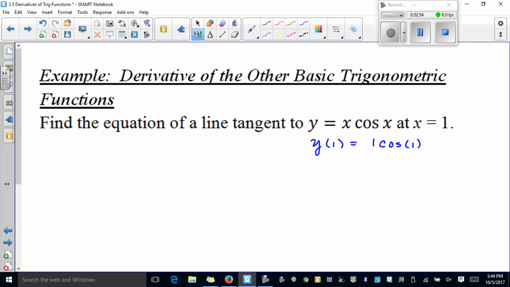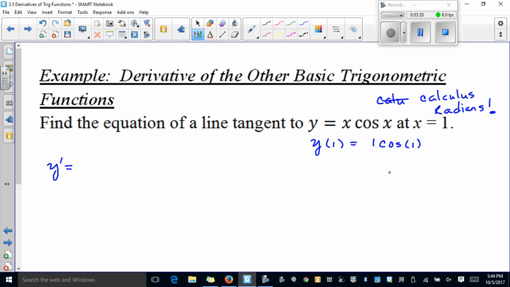Now, here's one thing to keep in mind. Calculus is always done, you can spell calculus, in radians. You should always be in radians. Okay, so find the equation. Well, first I need the slope, so the derivative. So y prime equals, but this is a product rule.